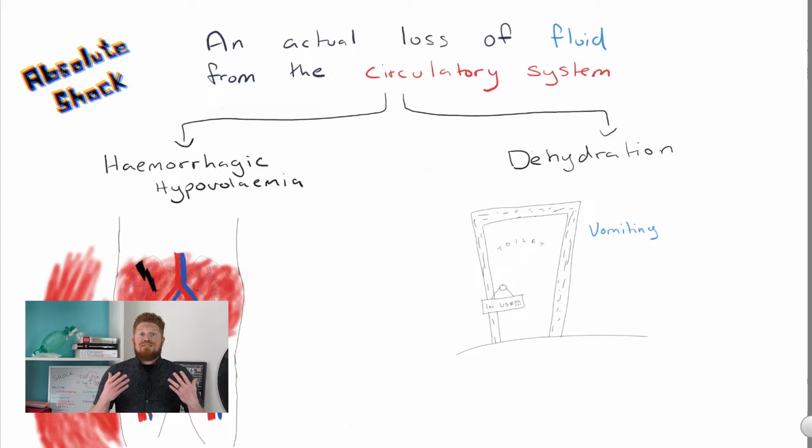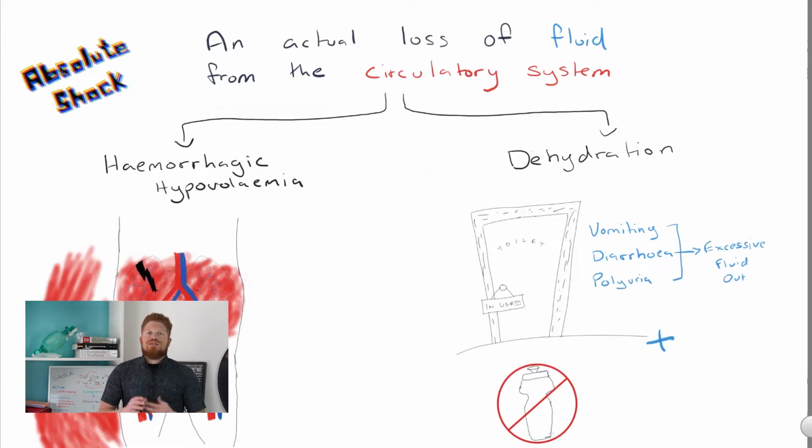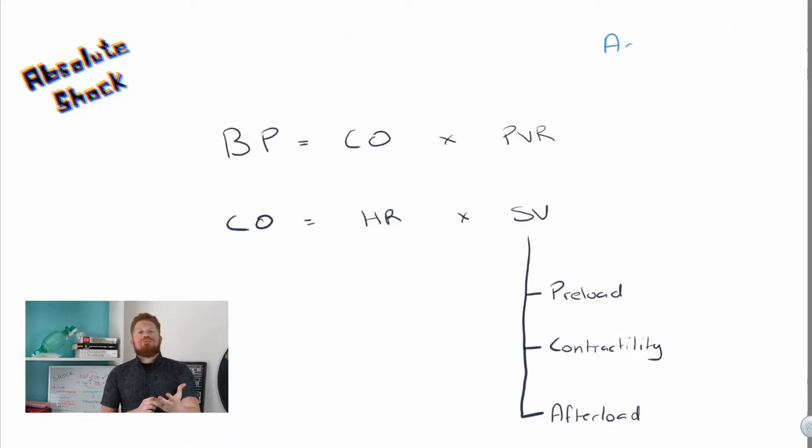Another example of absolute fluid loss, one that's nowhere near as dramatic, is dehydration. If someone has an illness such as gastroenteritis, where they've got a lot of diarrhea and they're vomiting quite a bit, or a situation where they have polyuria, where they're urinating too much and they're not drinking enough water, they have a net actual loss of fluid from their system, which will mean a net fluid loss out of their circulation. So what are the repercussions of this?